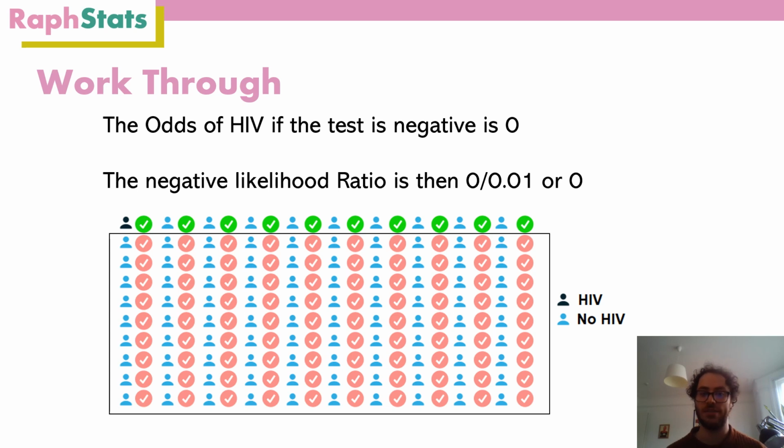In contrast, the odds of HIV if the test is negative is 0. So the negative likelihood ratio is 0: the new odds over the old odds, 0.01, and 0 divided by anything is 0. And what this means is, no matter what the odds were before, we times it by 0, so we're 100% sure afterwards that the person doesn't have HIV.